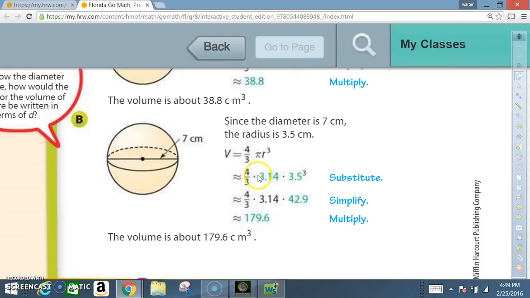4/3 times, what's the value of pi? 3.14. What did we determine the radius to be? 3.5. Why was that? It's half of the diameter. So it's 3.5 to the third power. Then we do the same thing we did in part A. We're going to say 4 times 3.14 times 42.9 and then divide that by 3. And that's going to give us 179.6.